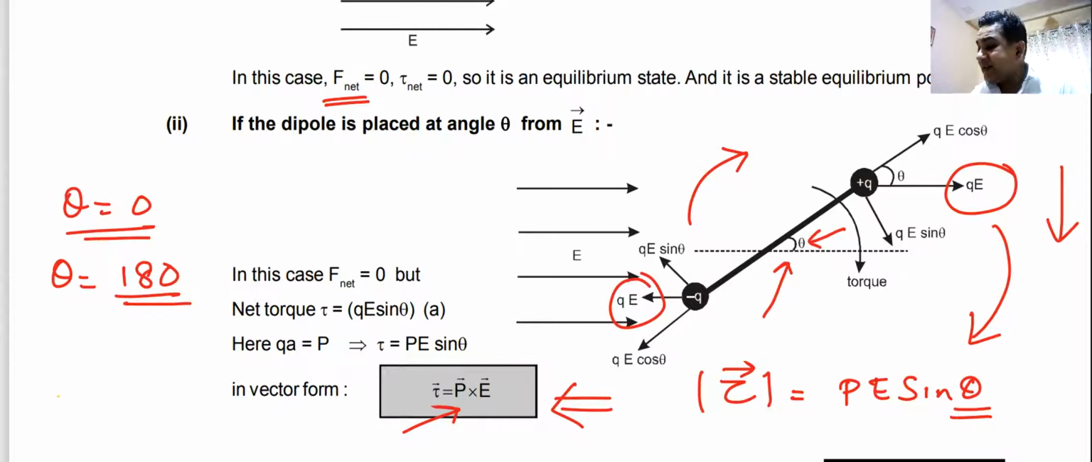Do we all understand this? Yes or no? Can I have some raise hand that we understand this? Theta equal to 0 is the position of stable equilibrium. Theta equal to 180 is the position of unstable equilibrium.